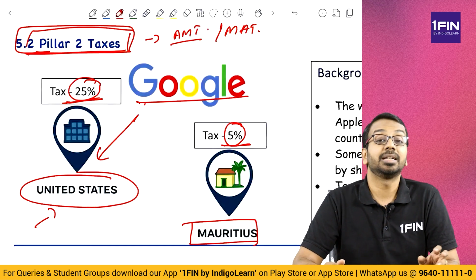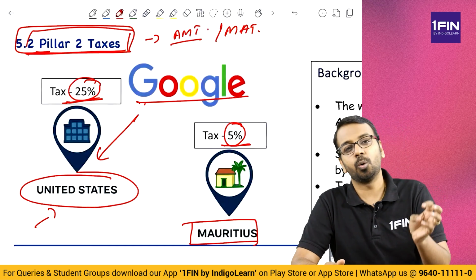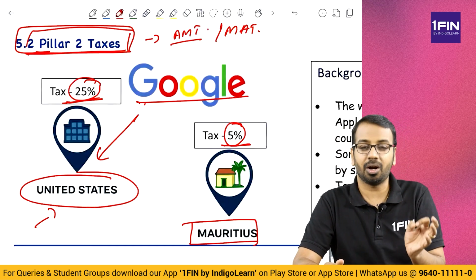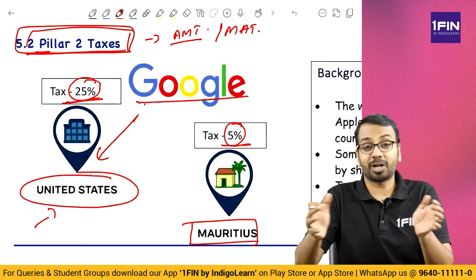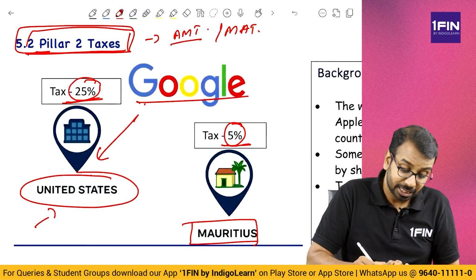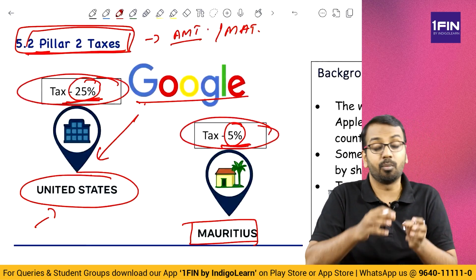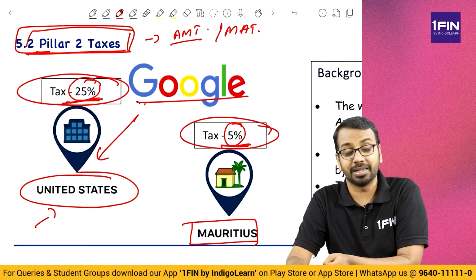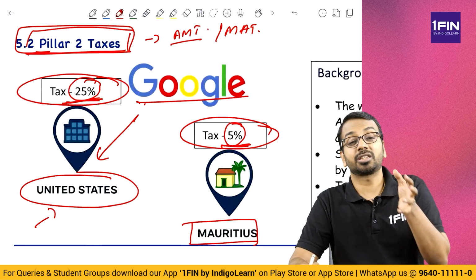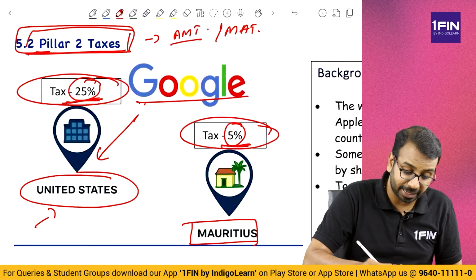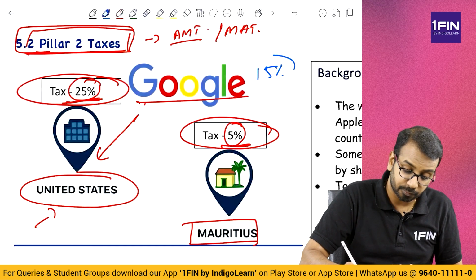So what they have done is, there is an organization called OECD. They have come together and they have said, if you're trying to save taxes by doing this, transfer of income or by creating companies in different places, what we will do is we'll put a threshold of minimum tax of 15%.